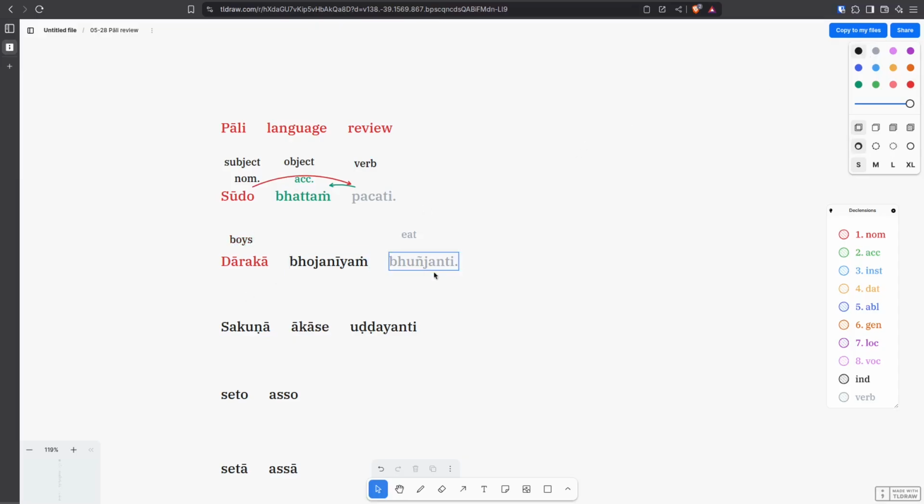And so the verb agrees with the number of agents. Boys is in plural, verb is in plural. And bhojaniyaṃ: what are they eating? They are eating rice. So this is in the accusative, right? Dārakā bhojanīyaṃ bhuñjanti.